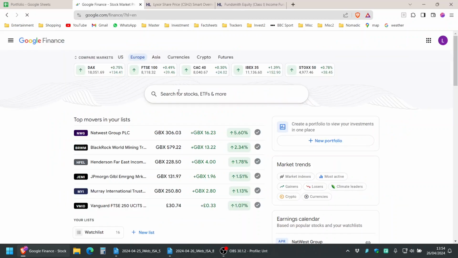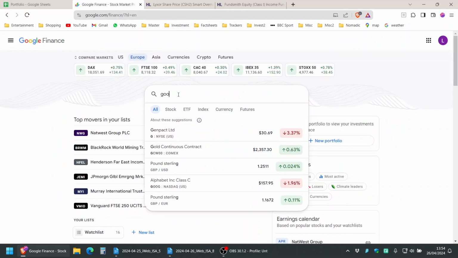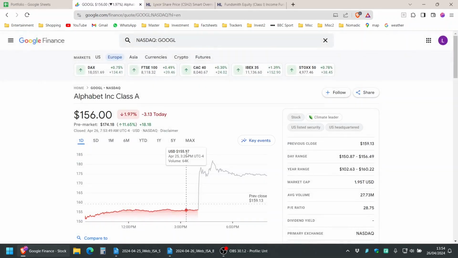Let's have a look on Google's own website. You see? Oh, I know why. It was after hours trading that it went up. Look, it was after hours where it went up 11%. And Google Sheets doesn't show the after hours. So when the market's open in about, is it an hour? I think it's an hour and a half. Yeah, in about an hour and a half, we should see something like this price for Google.